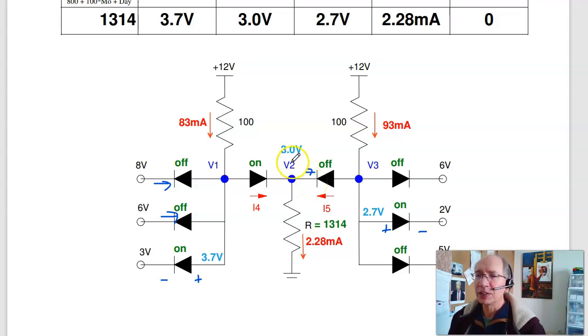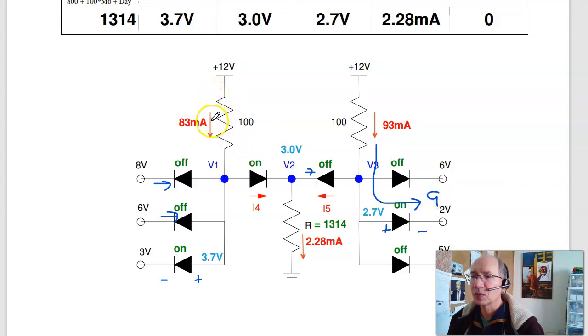Now find the currents. 3 volts across R gives you 2.28 milliamps. What is this? 12 minus 3.7 over 100, 83 milliamps. 12 minus 2.7 over 100, 93 milliamps. The 93's got no place to go, so that is this current. This is also 93 milliamps.